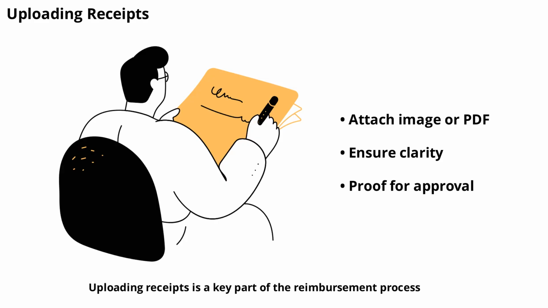Uploading receipts is a key part of the reimbursement process. Most invoicing software lets you attach images or PDFs of your receipts to each expense entry. This provides proof of purchase and speeds up approval. Use your smartphone camera or a scanner to capture clear images. Make sure the receipt details are readable, including the date, vendor, and amount. Organizing your receipts digitally helps you stay prepared for audits or questions.